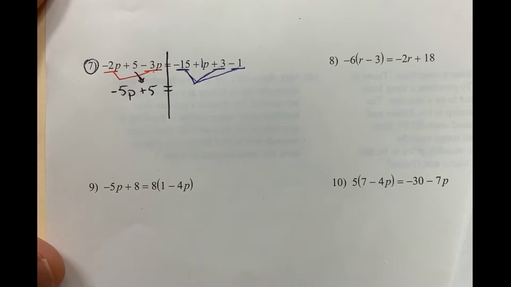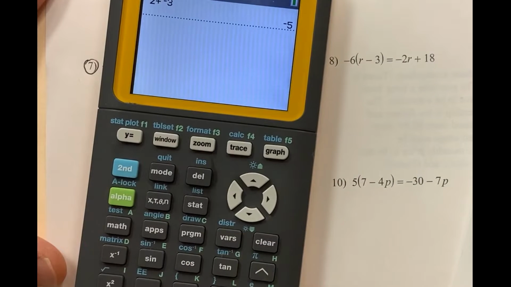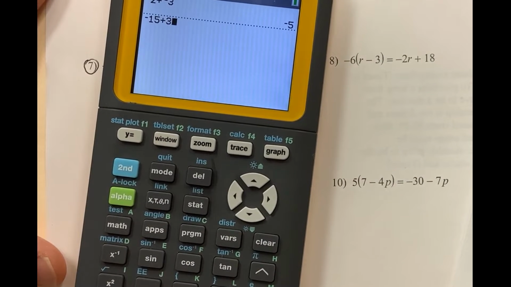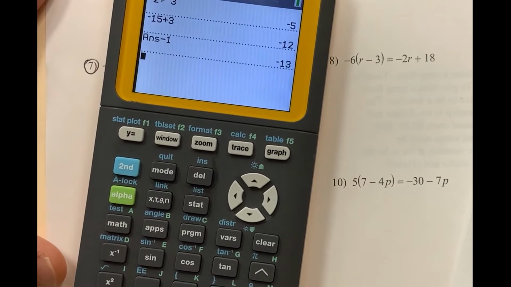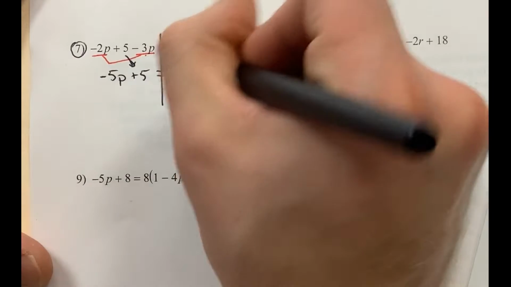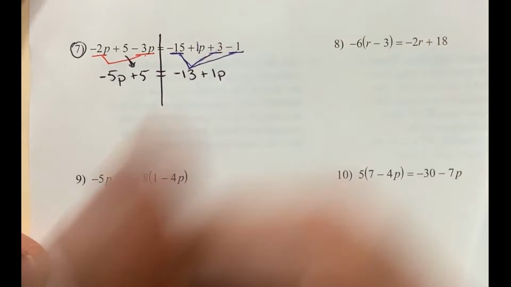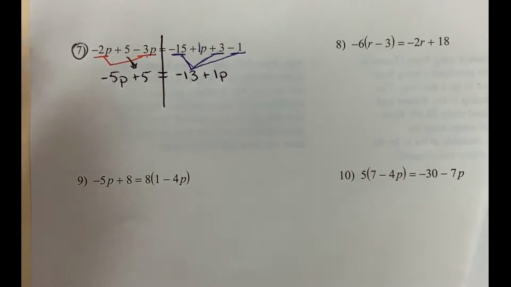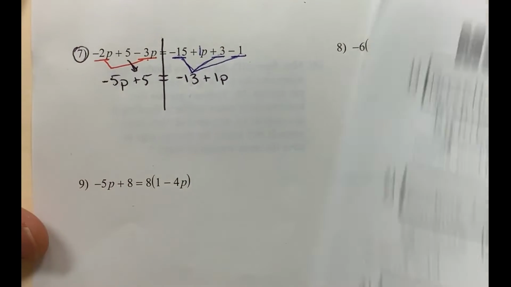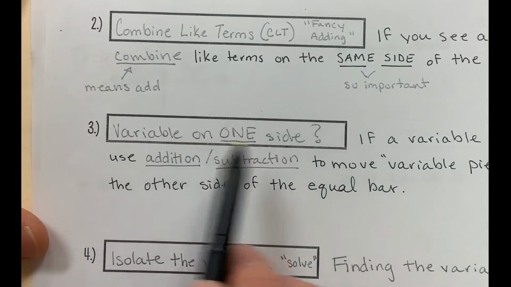Now, we got a -15 plus 3 minus 1. That's gonna give me a -13. Bring down my plus 1p, or just plus p, doesn't matter. And there we go. There's no more combining like terms to take care of. Guideline 3, get your variable on one side.